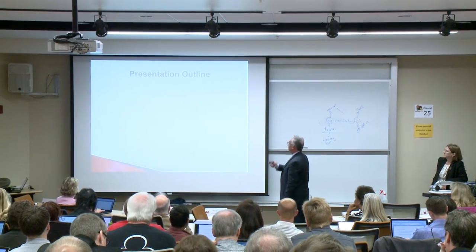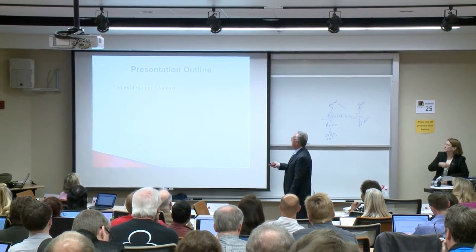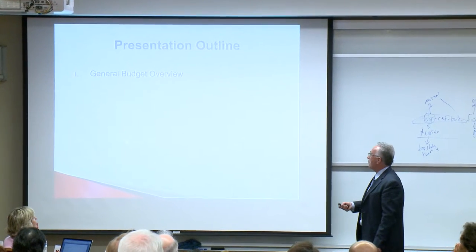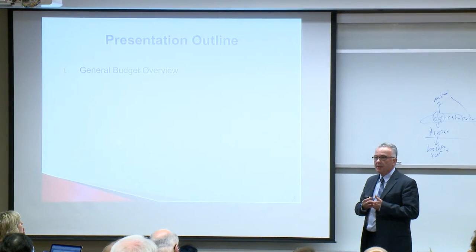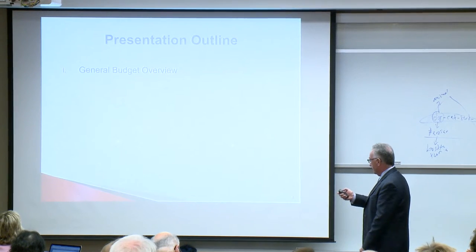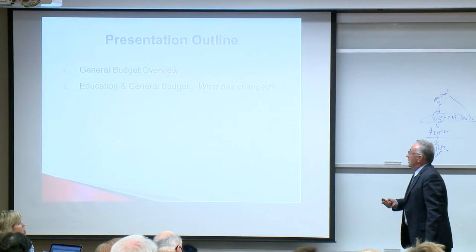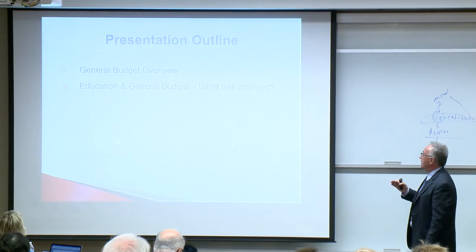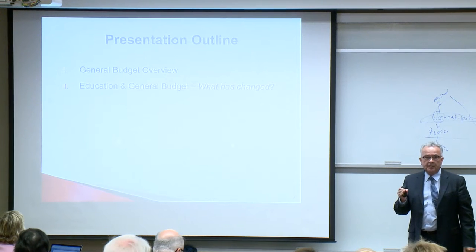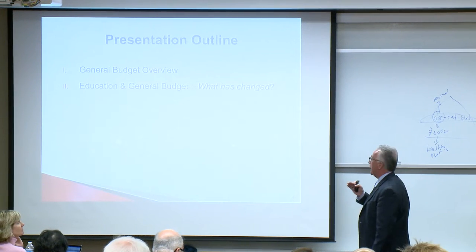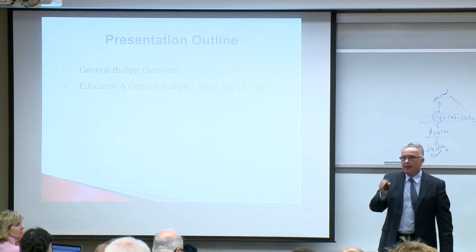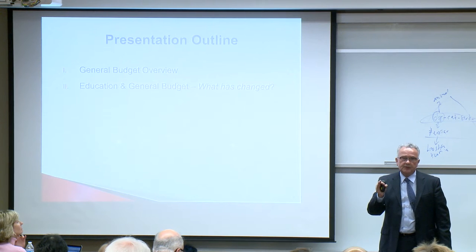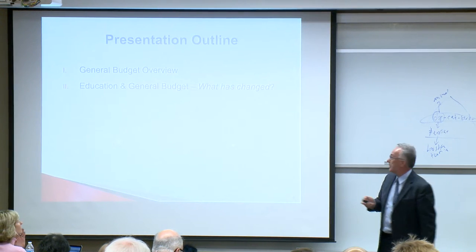So where do I need to point? There we go. What are we going to cover today? We're going to do just a very brief general budget overview to give you a sense of some size and scale of the budget. The major budget of the university is something we refer to as the E&G, or Education and General Budget. One of the significant issues we want to cover here is what has changed, and I'll spend a good bit of time talking about how different things are today versus what they looked like prior to, say, the 07, 08, 09 period.